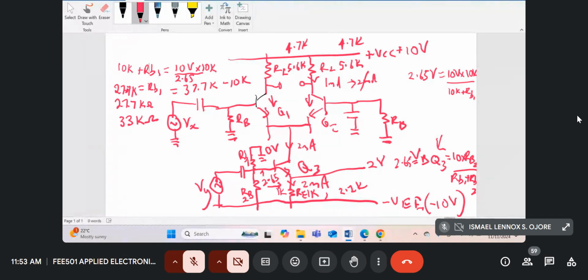So lastly, what remains is the RBs. RBs will also determine the input resistance seen by the voltage Vx. Now, the only criterion that RB should satisfy is that the base current that flows through it should be able to bias our transistor. Our transistor has got a gain of over 100, as I was seeing from the data sheet. So the minimum requirement of the base current will be 1 milliamp divided by 100.